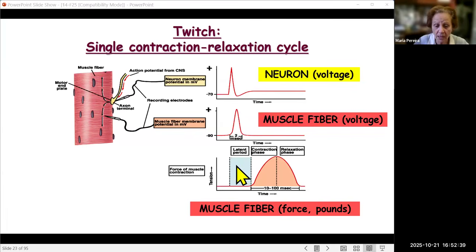So then the next event: you have the neuron activation, then you have the muscle activation in terms of voltage, and now you have the development of tension. This is the latent period, which is the time required for calcium to be released from the sarcoplasmic reticulum and reach a certain level. Then you have muscle contraction and muscle relaxation. So here you have changes in voltage, and here you have a twitch being developed, a change in tension.